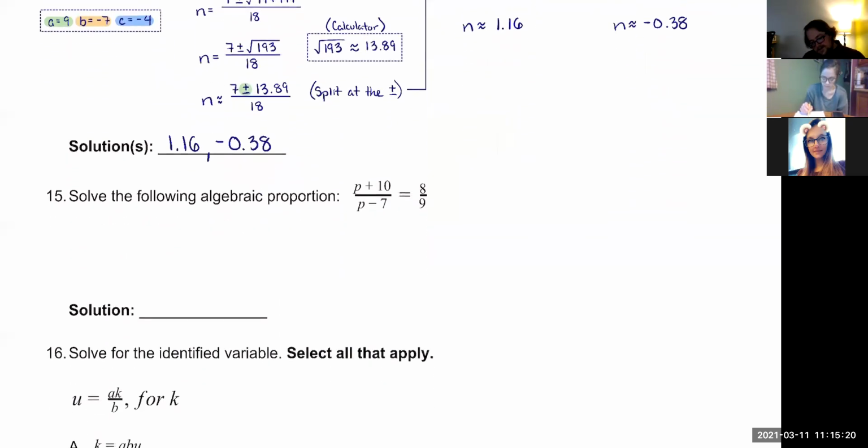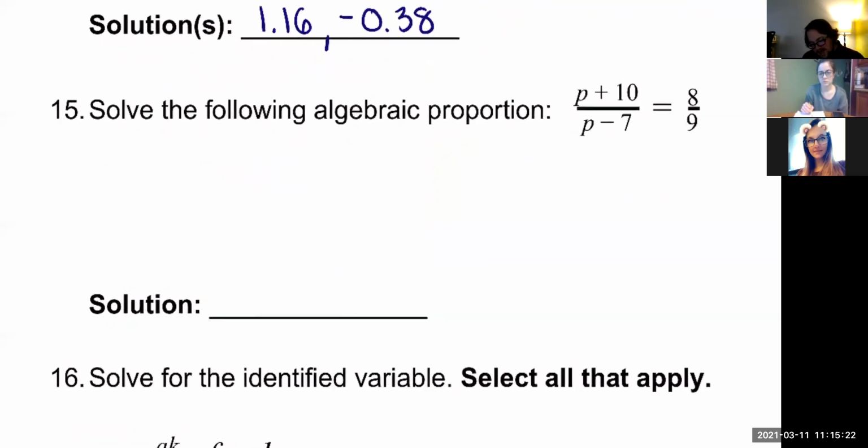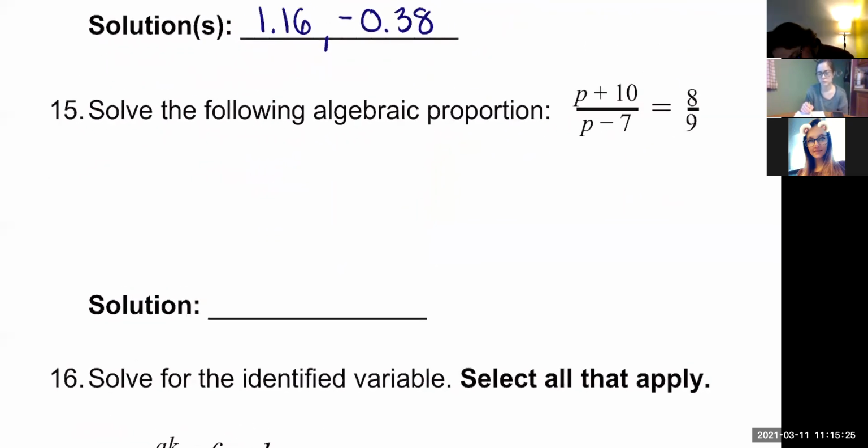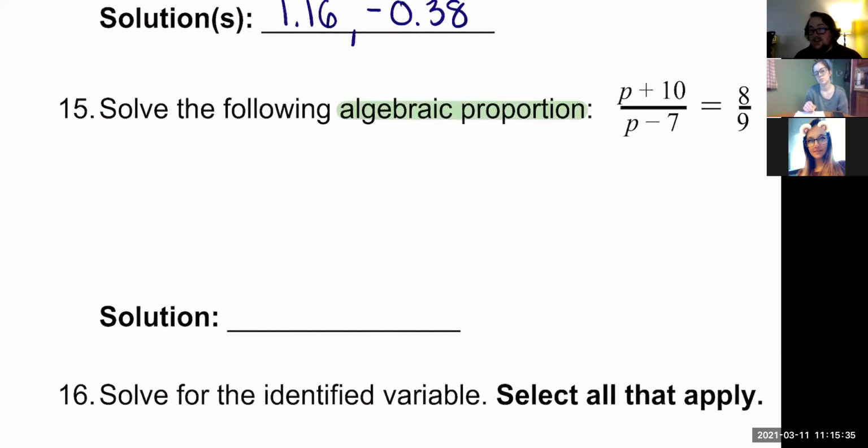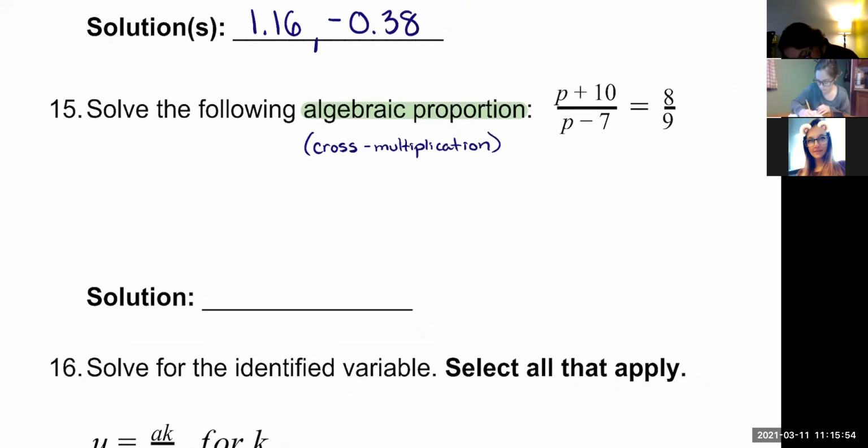All right, number 15. Ooh, this is throwing us way, way back. Solve the following algebraic proportion. It feels like we've learned so much since then that we may have forgotten just what we do with algebraic proportions. And that is the very first thing, use cross multiplication.